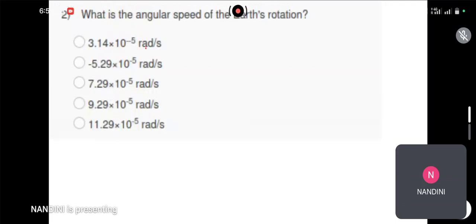So what is the angular speed of the Earth's rotation? We know that the Earth is not at rest. It is actually rotating on its own axis from west to east. So the value of the angular speed of the Earth's rotation, which is generally given the notation omega, is 7.29 into 10 raised to minus 5 radians per second.